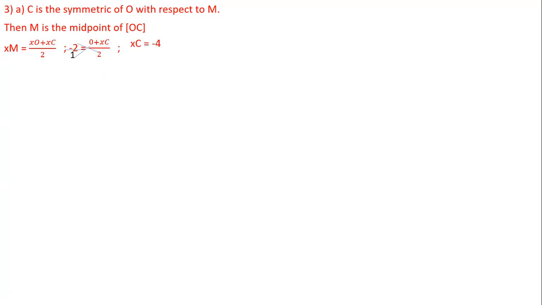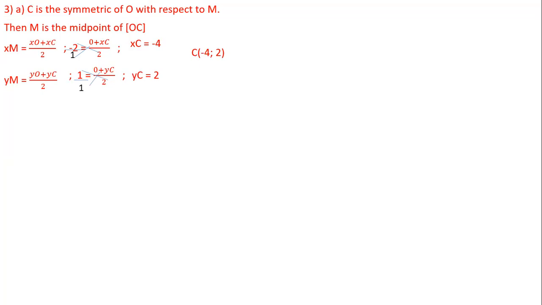Now what does YM equal? YM is equal to YO plus YC over 2. We replace YM by 1, YO is 0, and YC we leave it over 2. We write 1 over 1 and do the cross multiplication, and we get YC equal to 2. So C has coordinates (-4, 2) as given in the question. These are the coordinates of C.